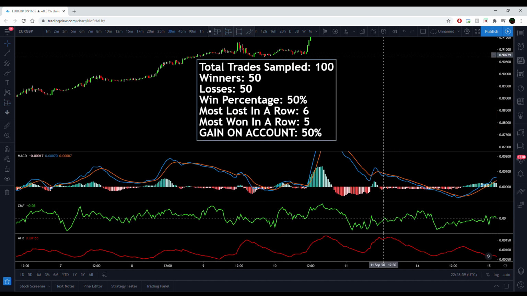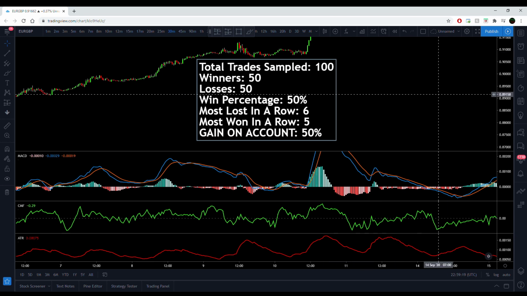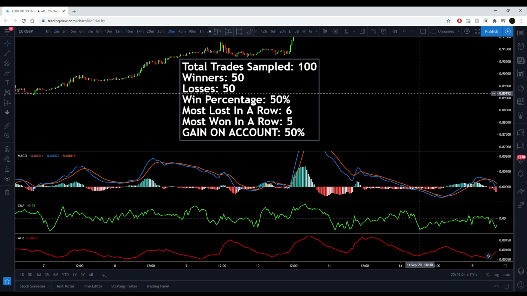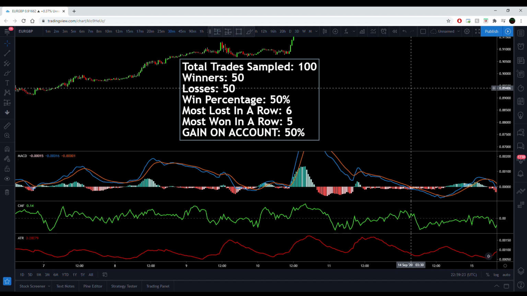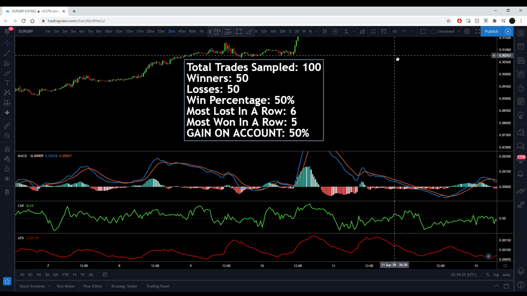Results are in. After 100 trades, there were 50 winners, 50 losses, giving it a win percentage of 50%. The most lost in a row was 6, the most won in a row was 5, and the gain on your account could have been 50% over the series of these 100 trades, assuming perfect entries, no fees or slippage, and no spreads. So this strategy is the best one I have shown you yet.